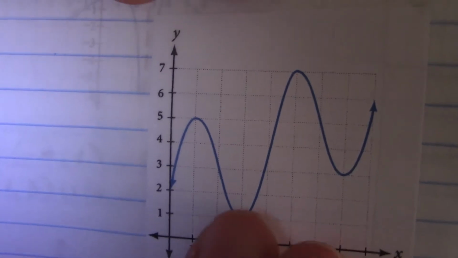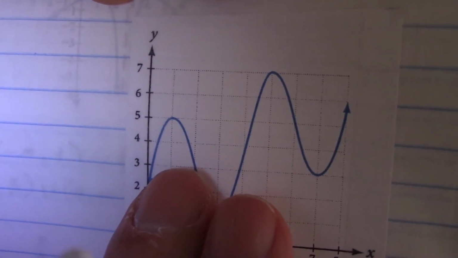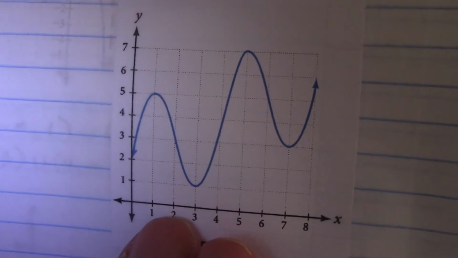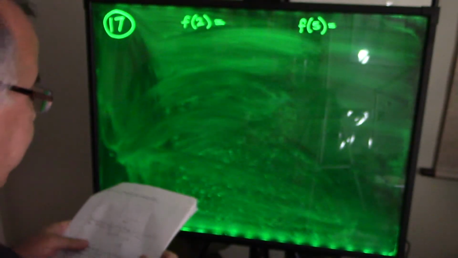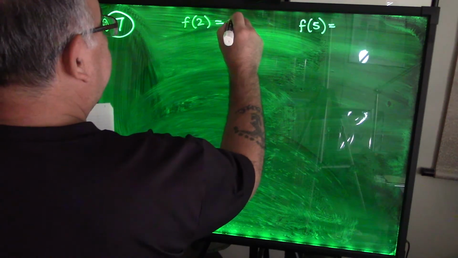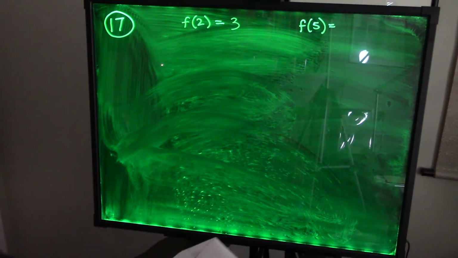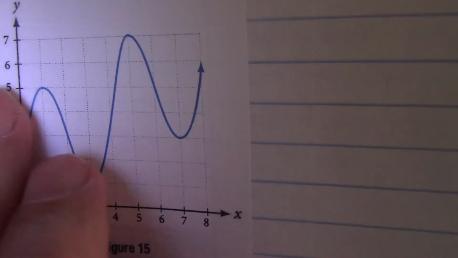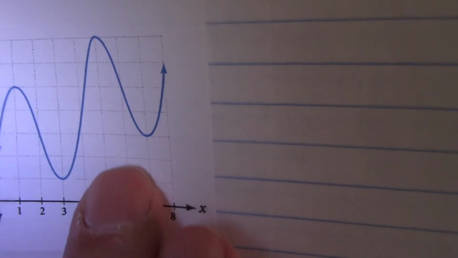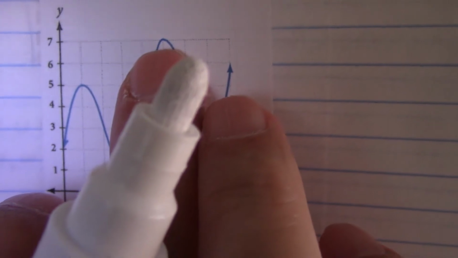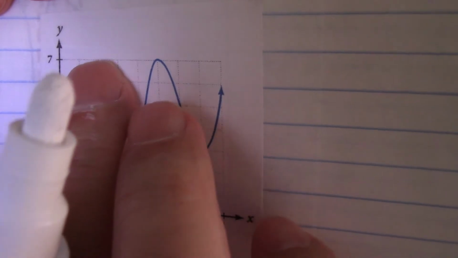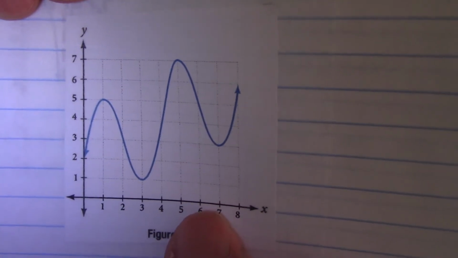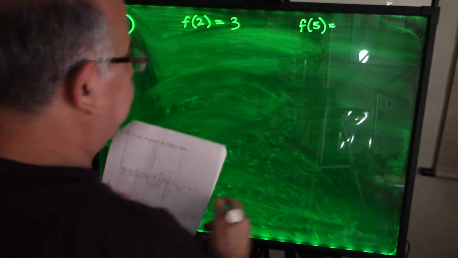f of 2 looks like 3. Alright, so that's 3. What's f of 5? Way up there. Looks like 7. Alright, so f of 5 is 7.